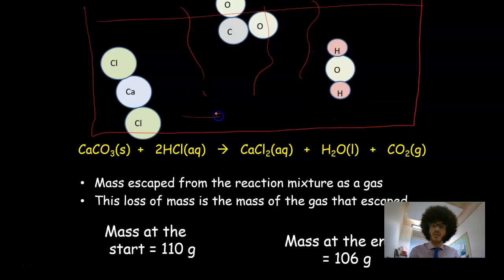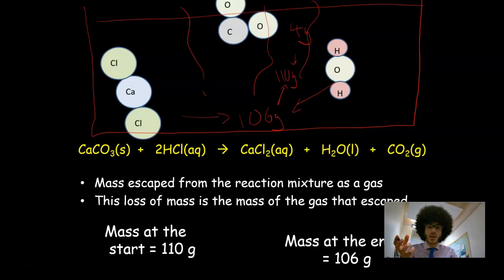So that and that, millions of them in solution, will account for your 106 grams. This gas which you're producing accounts for your 4 grams, and it's together that you get your 110 grams in total. So although it seems like the mass has dropped, actually it hasn't. You just can't measure all of the mass. So that's one example of the mass dropping.